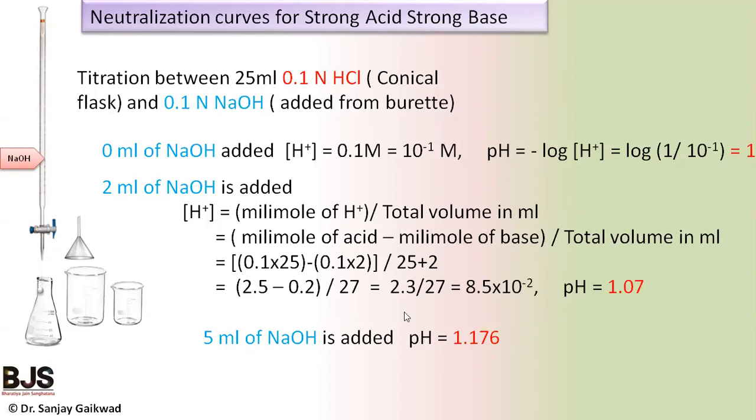For this we have to calculate the pH with the same formula, only the ratio remains constant, but the numerator will change and the denominator also changes. For this reaction, 0.1 into 5, that is 0.5, and 2.5 minus 0.5, that is 2, divided by 25 plus 5 ml, that is 30 ml. This ratio is calculated, and this value is substituted into the hydrogen ion concentration to calculate the pH. It is observed that the pH of the solution is 1.176.